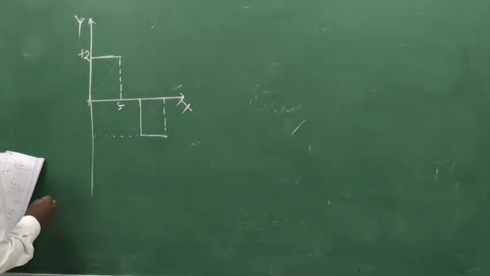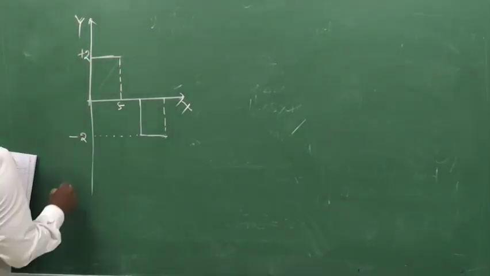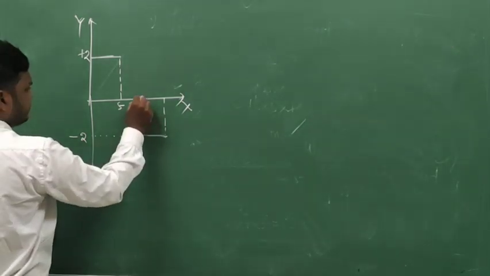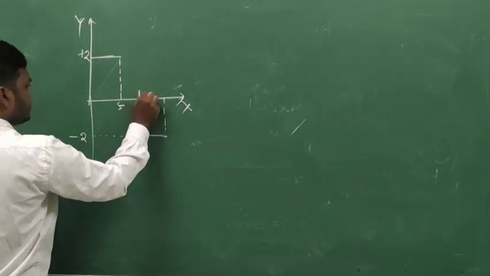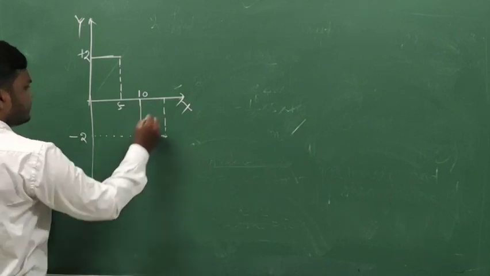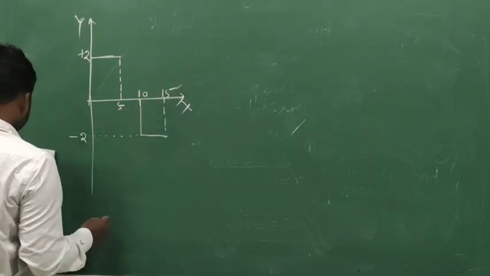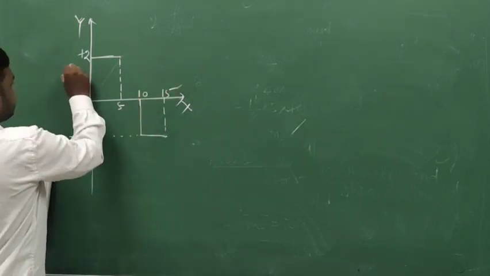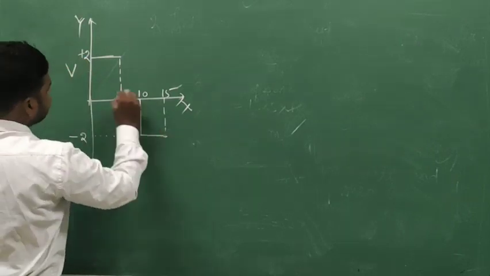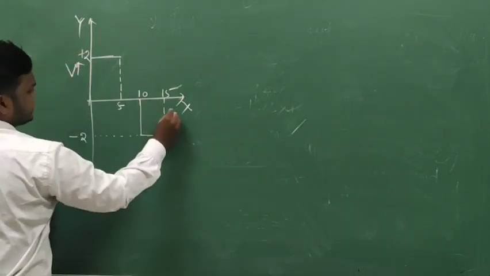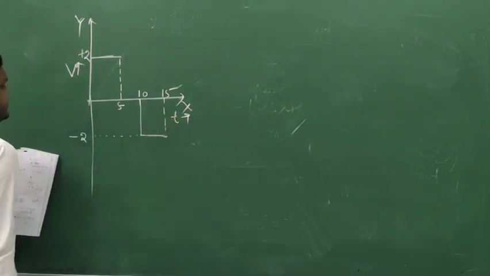plus 2, minus 2, 5, 10, 15, and this is velocity time graph, v along y-axis and t along x-axis.